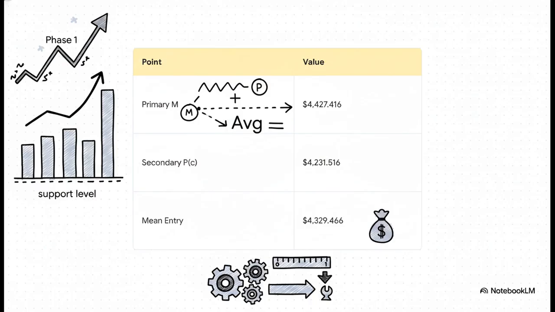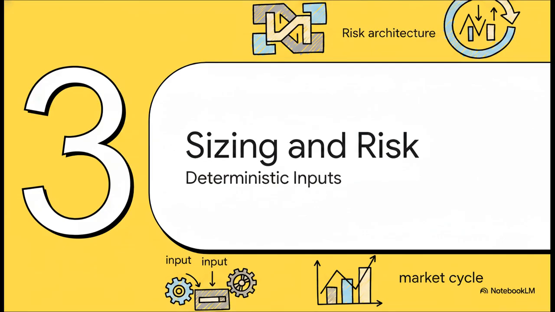Now let's log the predefined structural entry coordinates. Primary entry, M, is located at 4,427.416. Then we have secondary entry, PC, located at 4,231.516. Now PC may or may not actually be reached, but both are strictly logged under Phase 1. And right in the middle, the mean entry sits exactly at 4,329.466.